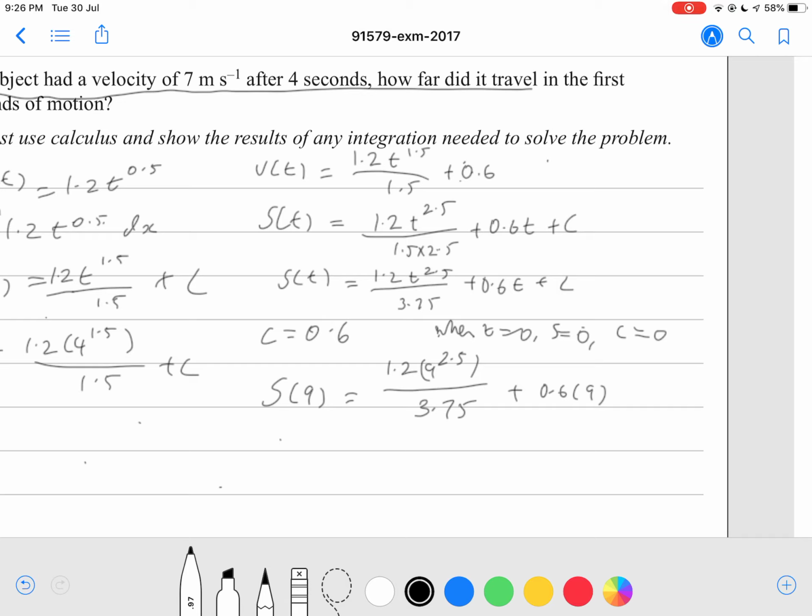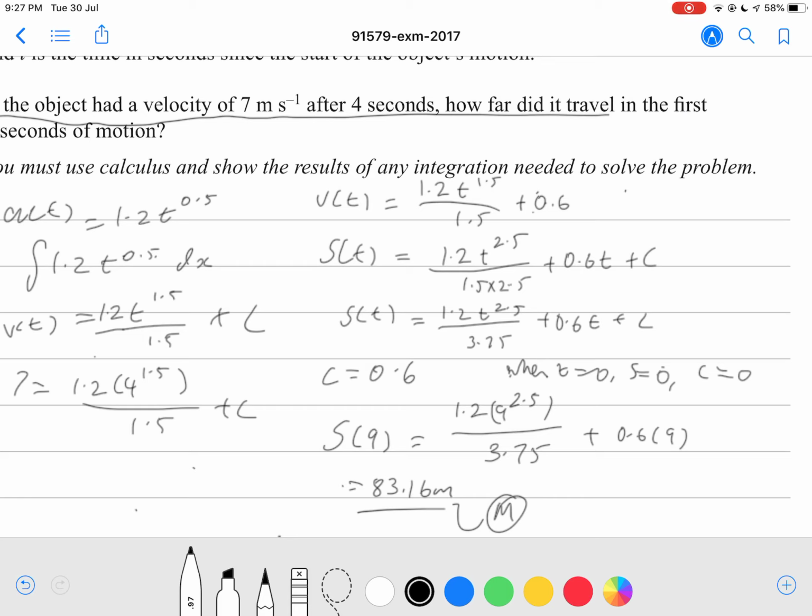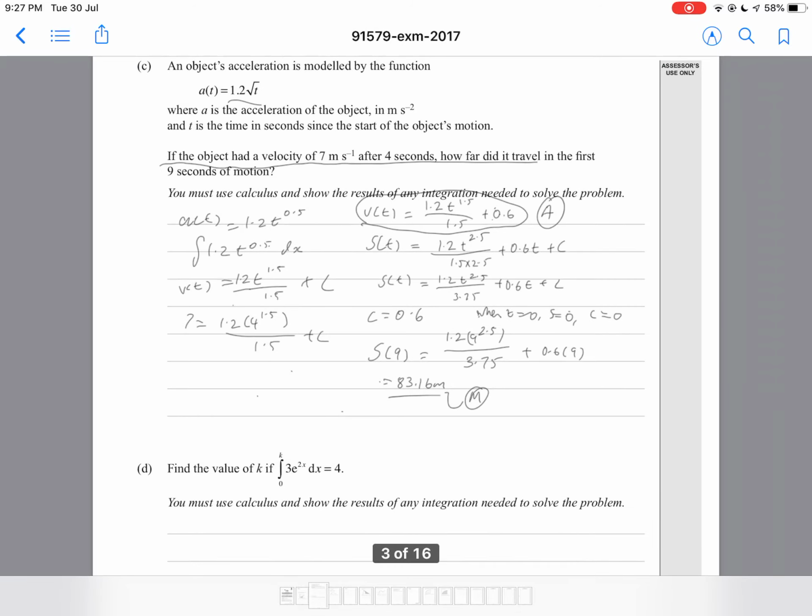Okay. Divided by, plus, and you should get your final answer as 83.16 meters. That should indeed be your final answer, and that should be a merit question to get the correct distance. To get an achieved, you're finding the correct v of t with the c. Okay, v of t with the c, so that's v of t with the c here. That's an achieved. All right, moving along.